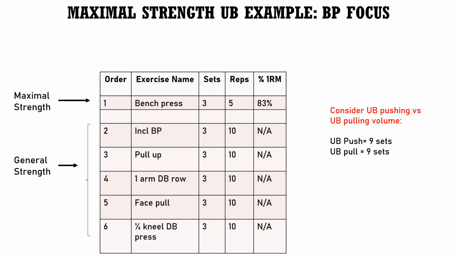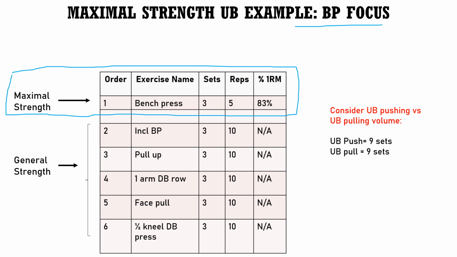Taking a look at an upper body example. So on our upper body day, we would typically be focusing on some type of bench press variation, and we can see that here. For the maximum strength part of the workout, we've got the bench press, 3 sets of 5 at 83%. And then the remainder of the upper body workout is going to look like a well-balanced upper body workout should, using these general strength parameters anywhere from 8 to 12 reps. So in this example, you can see we've got our 3 sets of 10.